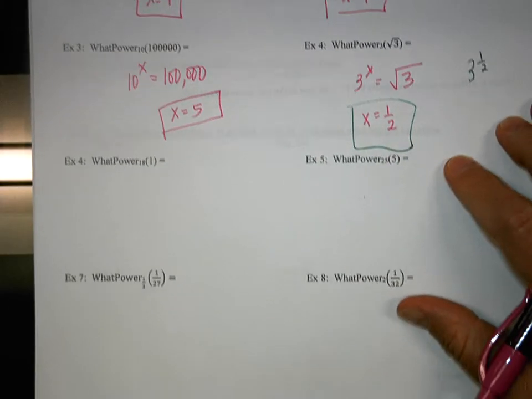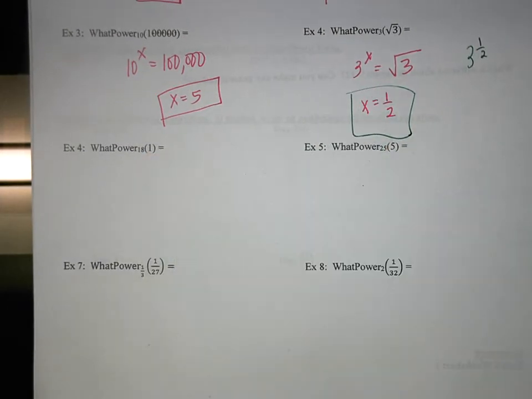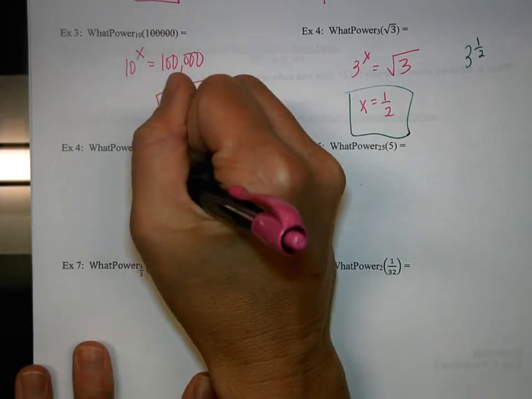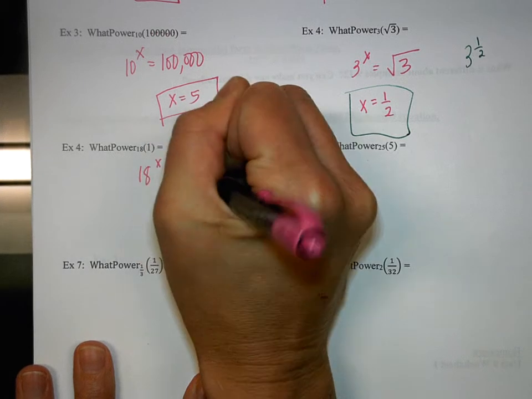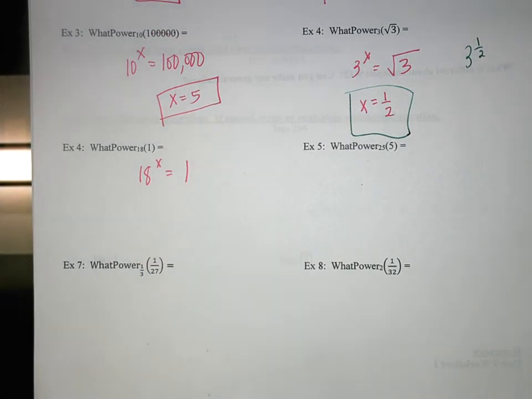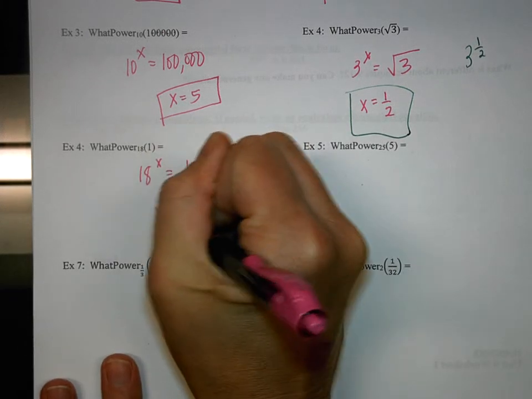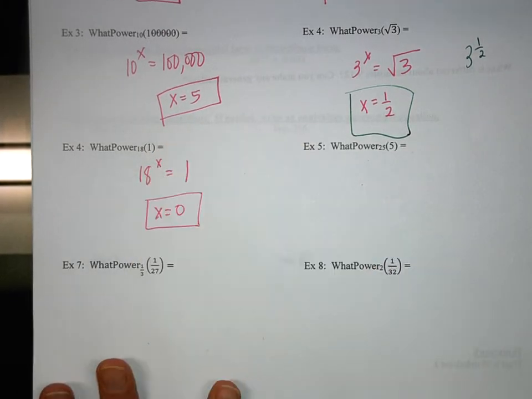Okay, so what is this one saying? 18 to what power equals 1? I'm going to let everyone else think for a second, but yes, you were right. 0, right? Anything to the 0 power equals 1.